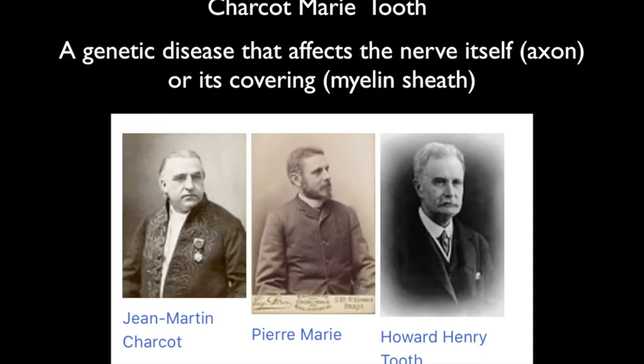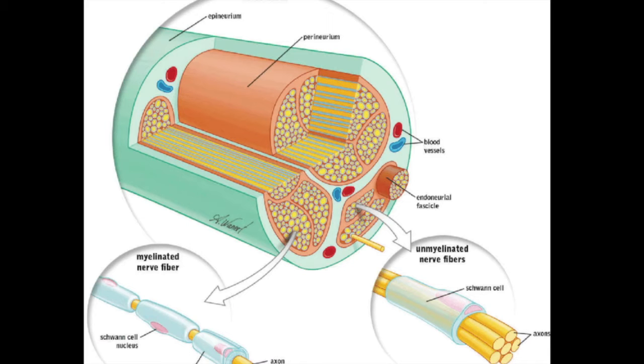But it is a genetic disease, and it affects two parts of the nerve. It affects the axon, and it also affects the myelin sheath. The axon, if you were to equate it to an electrical cable, is the copper wire, which would be right in here at the middle of the nerve. The myelin sheath would be the covering of the copper wire, or the insulation of the copper wire.